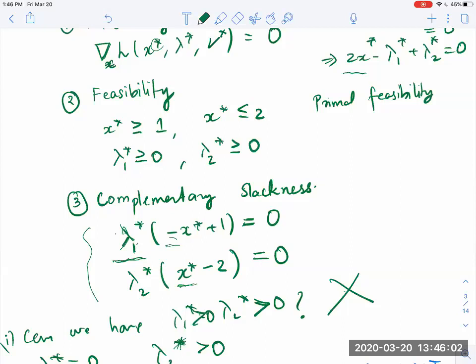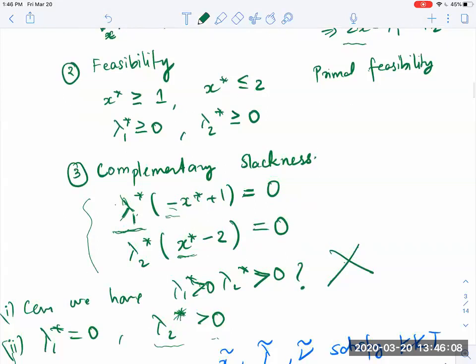Is this part clear? Wait, sorry, could you say that one more time? So if your dual variable is strictly positive, that implies what lies in this bracket, which is the inequality constraint, will be satisfied with equality.